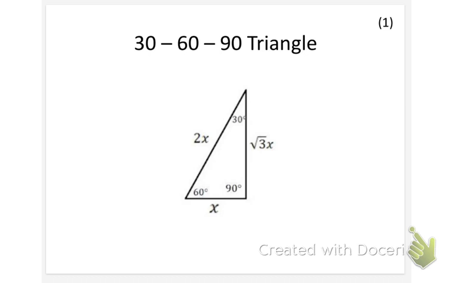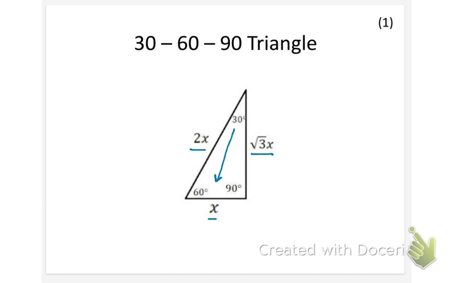Next, we'll look at the 30, 60, 90 degree triangle. So go ahead and take a second, figure out your side lengths, and go ahead and label them appropriately. So your hypotenuse will be labeled 2x. The shortest side, which is going to be the side across from the 30 degree angle, is going to be your single x. And then the longest leg, or the side across the 60 degree angle, is going to be square root of 3 times x.